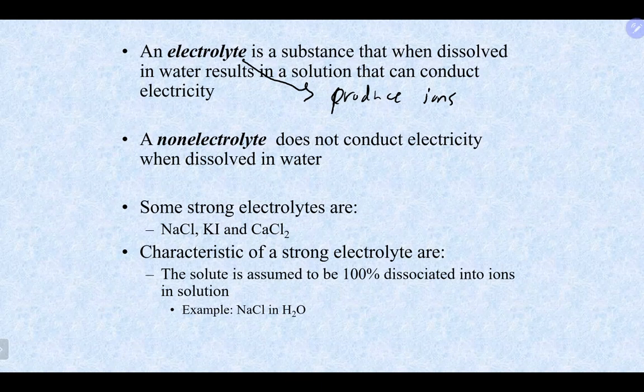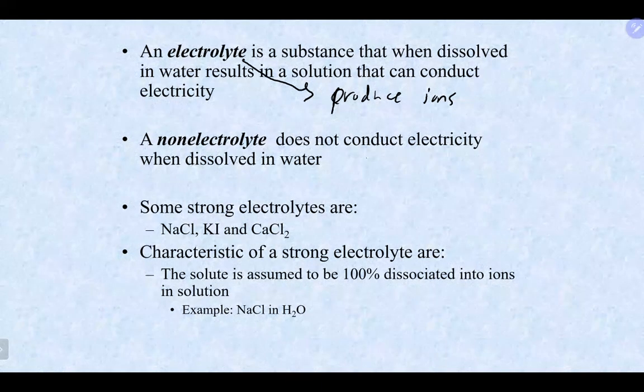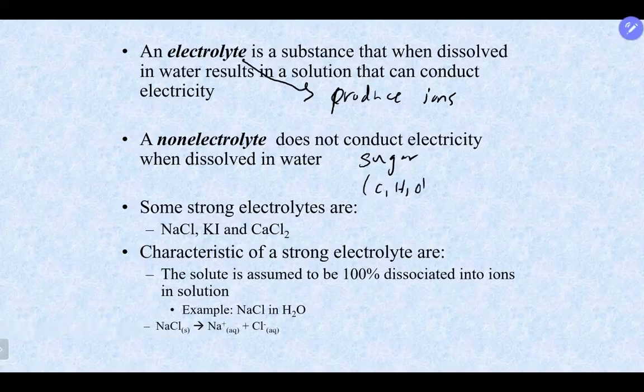So for example, if you took something like sugar and you dissolved it in water, we know that sugar will dissolve in water, but sugar is carbon, hydrogen, and oxygen. Those guys are covalently bonded, sharing of electrons, which means they're not going to produce any ions. So because they don't produce any ions, they will not conduct electricity.